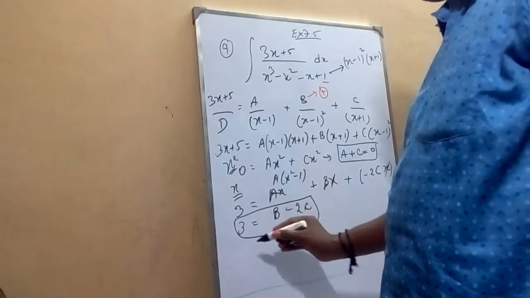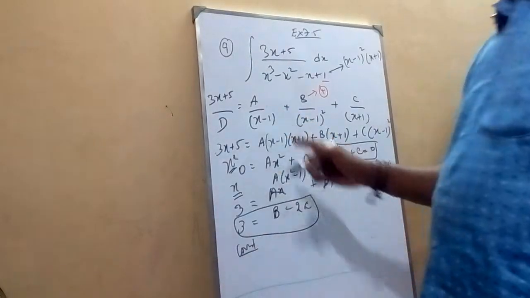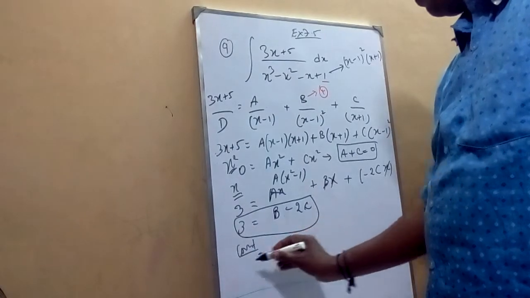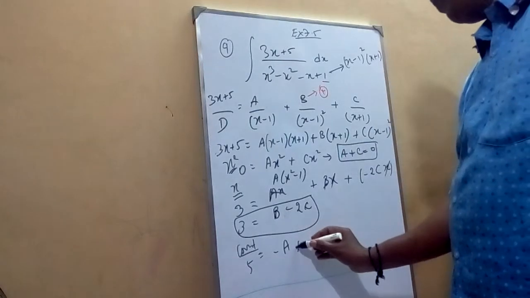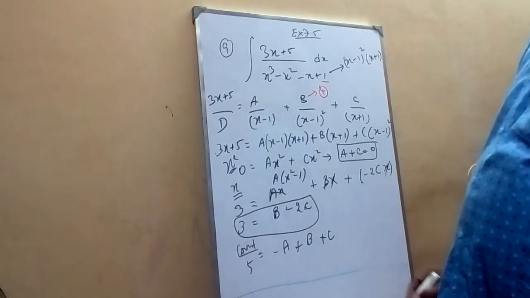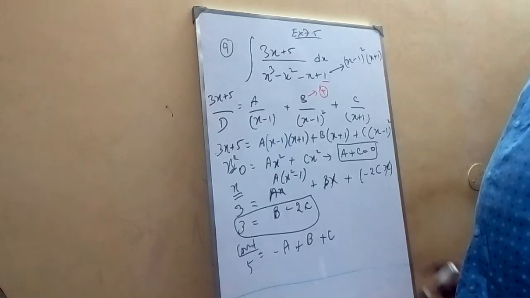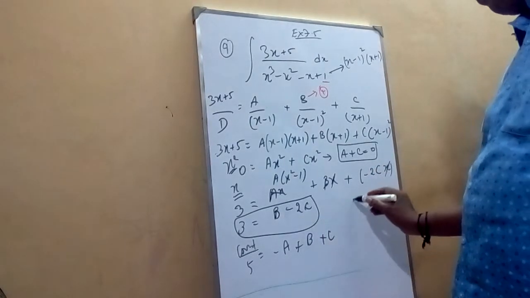Then comparing constant, how will you compare? Comparing constant. So here a is minus 1, here it is 5, b is plus b, and c is plus c. So a plus b plus c is equal to 5. Now a plus c is equal to 0. So this will become 0. Therefore b will be 5.